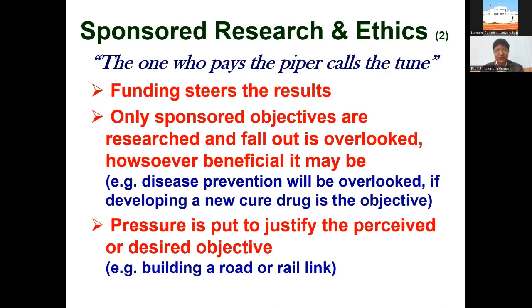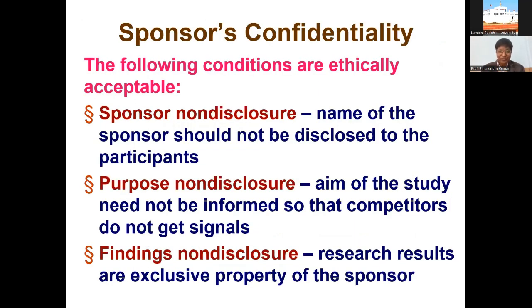So this is how the agencies are undertaking work related with the disease and how the new drug is being innovated by researchers. So pressure is put to justify the perceived or desired objective. Building a road or a rail link, these are the links. So sometimes researchers also have to maintain some things related with confidentiality to the sponsors also.